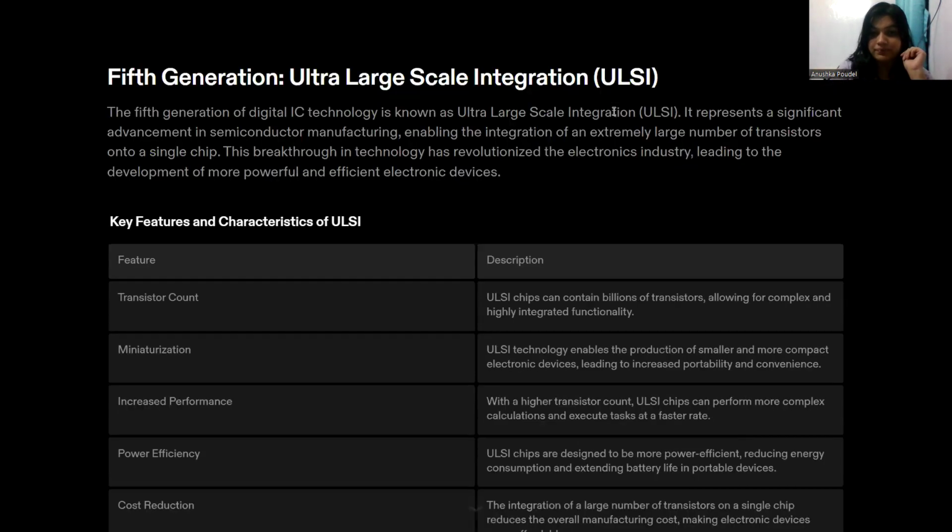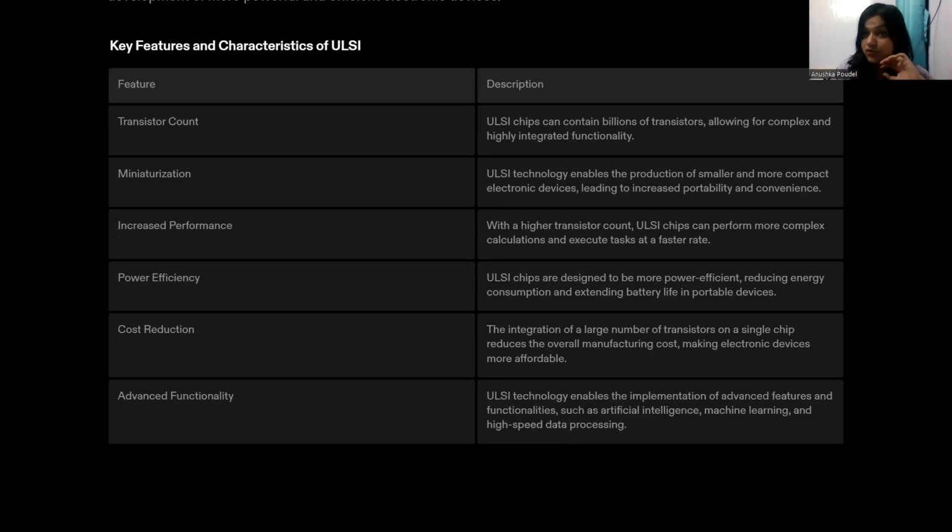Moving on. We have the fifth generation, which is ultra large scale integration, ULSI. The fifth generation of digital IC technology, also known as ultra large scale integration, ULSI, represents a significant advancement in semiconductor manufacturing, enabling the integration of an extremely large number of transistors onto a single chip. This chip again is of silicon. This breakthrough in technology has revolutionized the electronics industry, leading to the development of more powerful and efficient electronic devices. We'll be looking into the key features and characteristics of ULSI.